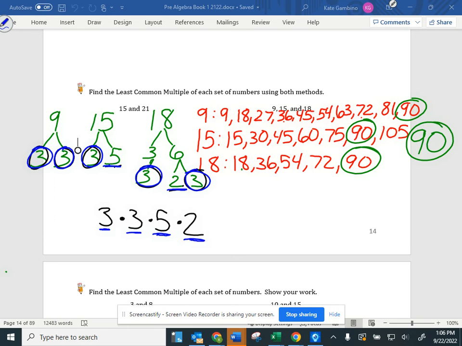3 times 3 is 9. 9 times 5 is 45. 45 times 2 is 90. Make sense? Yeah.